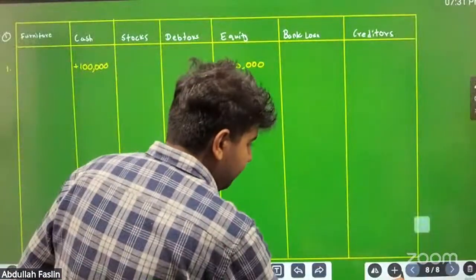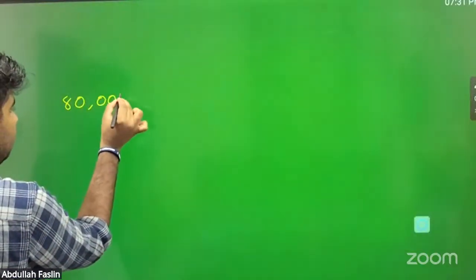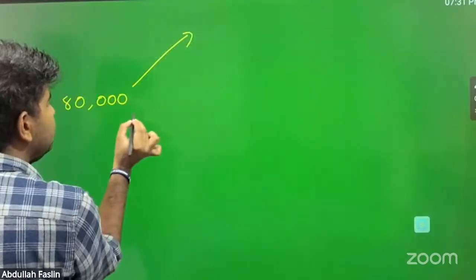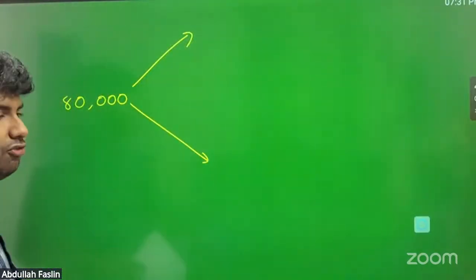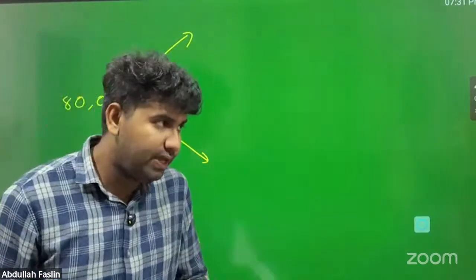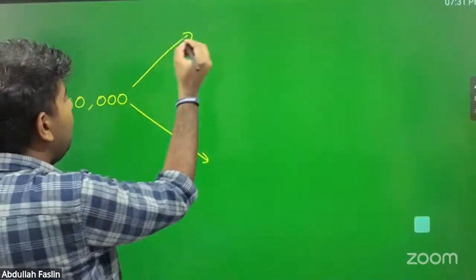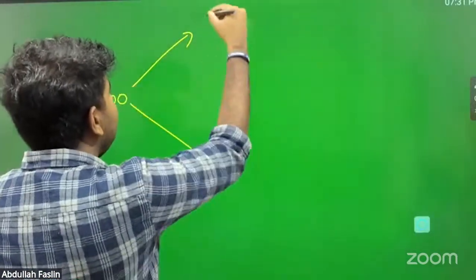Right. Now, Lamai, you are having 80,000 worth of items. Now you are doing this sale in two ways. One is you are selling the item.